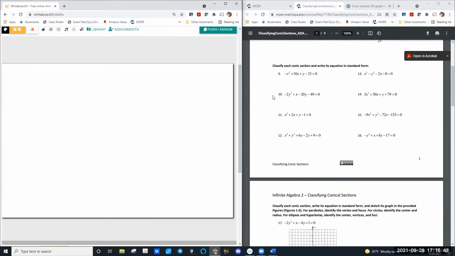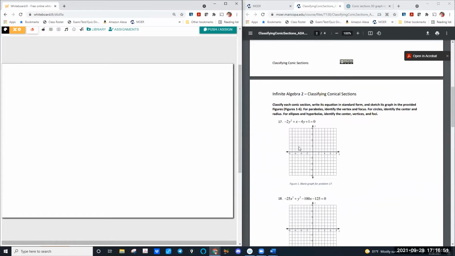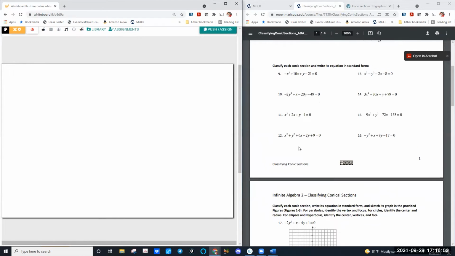So we're going to do a couple of them together from this section, and I'm going to have you try some from 17 through 22, for a couple of reasons. Number one is obviously for a little bit of practice on how to use the formulas.